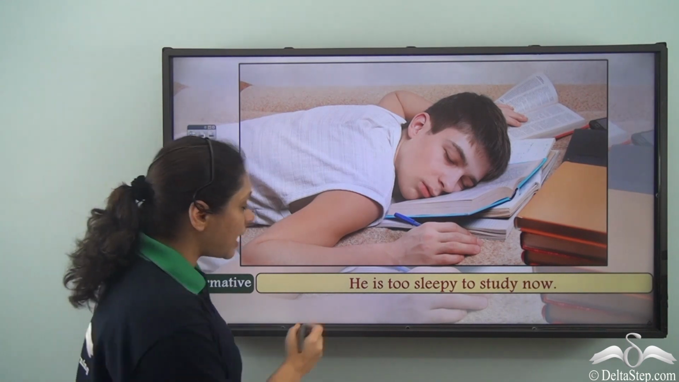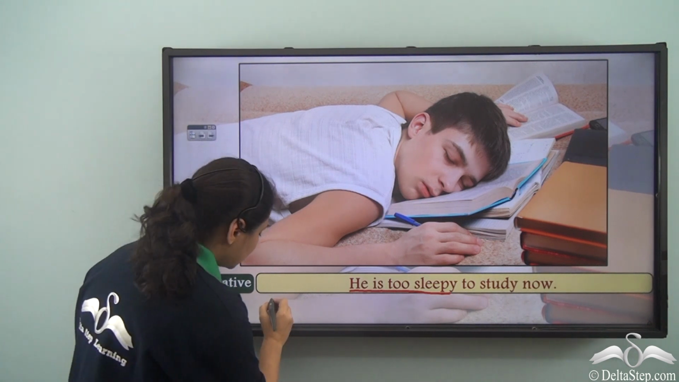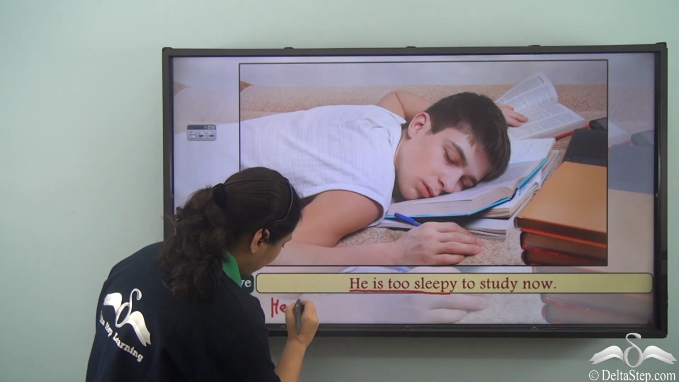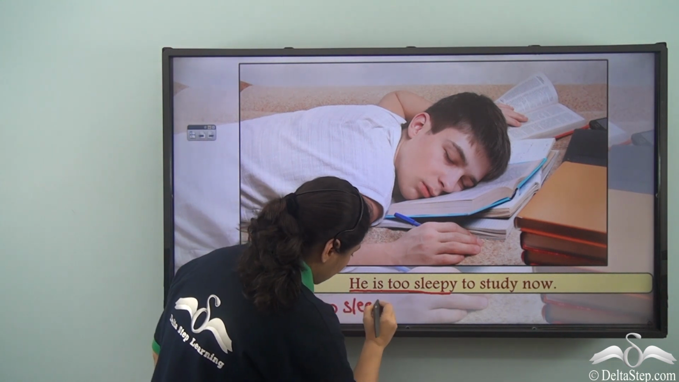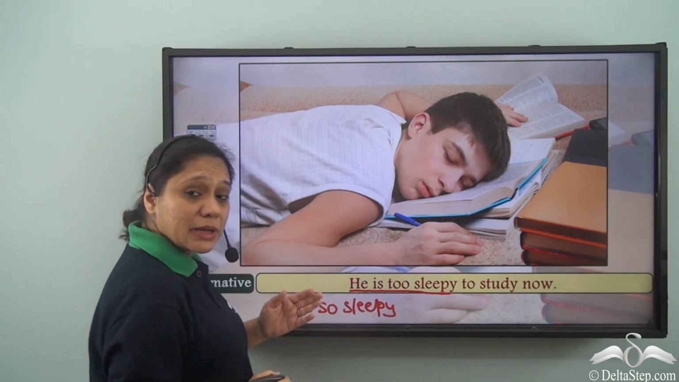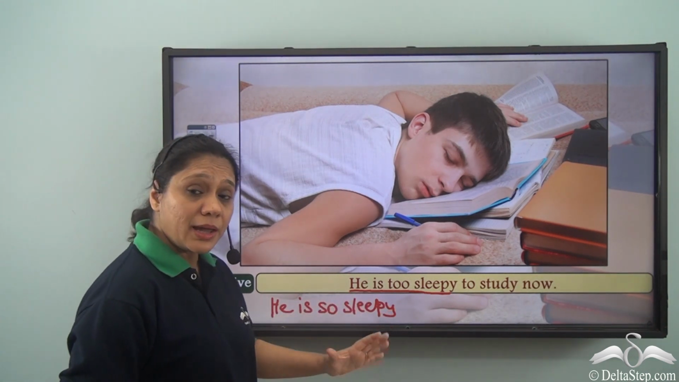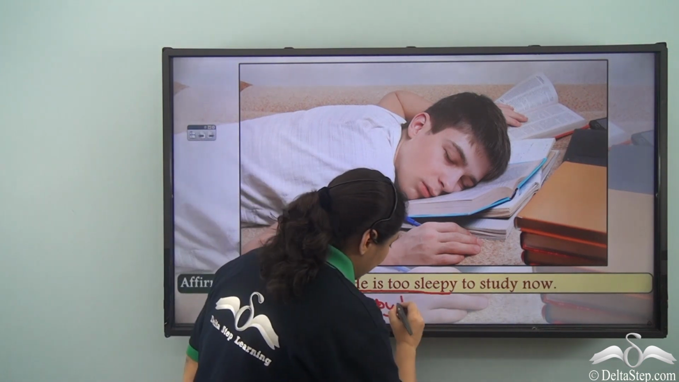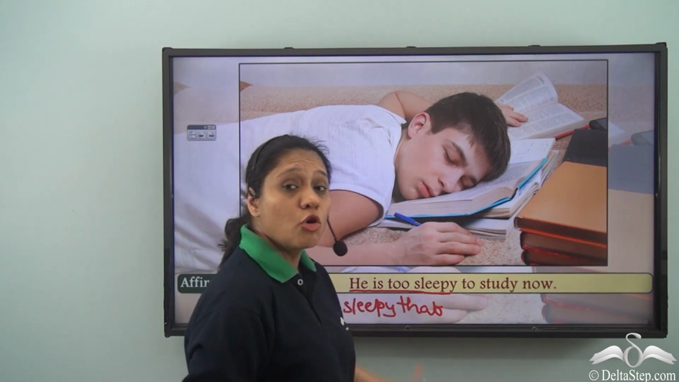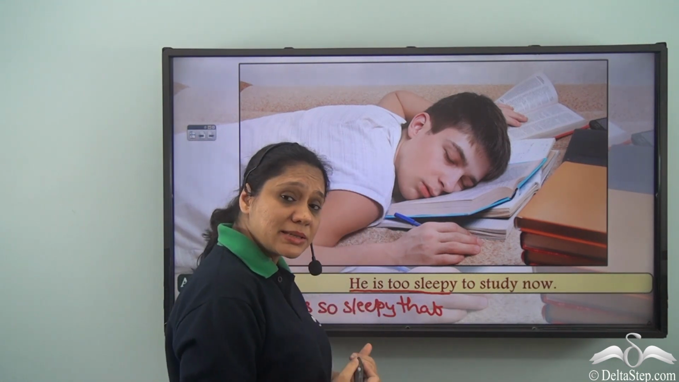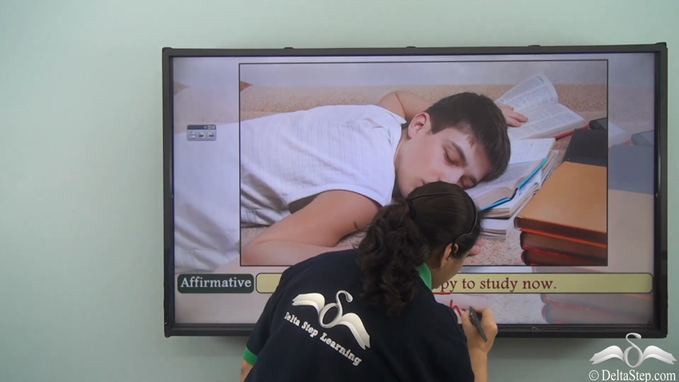Let us take the first part. He is too sleepy. Let us write this as he is so sleepy. So, too sleepy has been replaced by so sleepy. He is so sleepy that we add a that. Then, to study now. Who is supposed to study now? He is supposed to study now. So, he is our subject. So, we add the subject he.